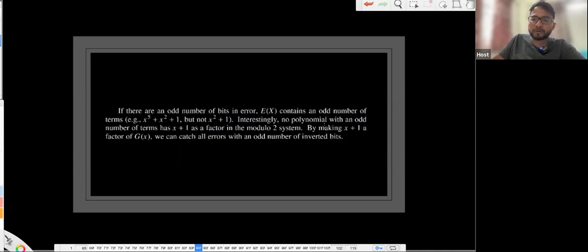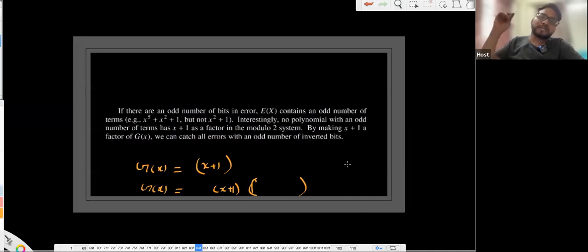Interestingly, no polynomial with an odd number of terms has x plus 1 as a factor in the modulo 2 system. By making x plus 1 a factor of g(x), or g(x) just x plus 1, or maybe g(x) having x plus 1 as a factor, which means x plus 1 multiplied by some other terms also, it will work. We can catch all odd numbers of errors. So basically it is very simple. You just need to check whether you can divide or not. That's all you need to do.